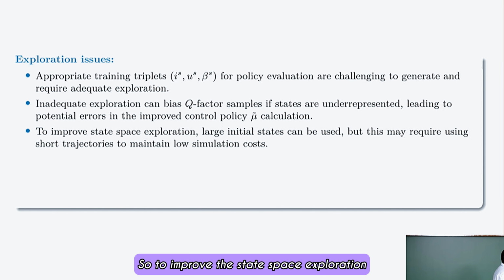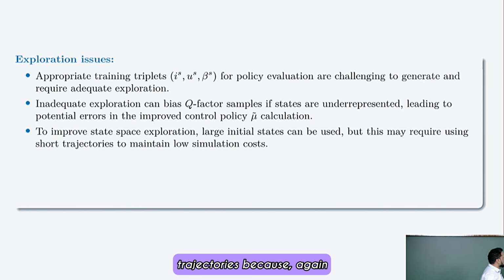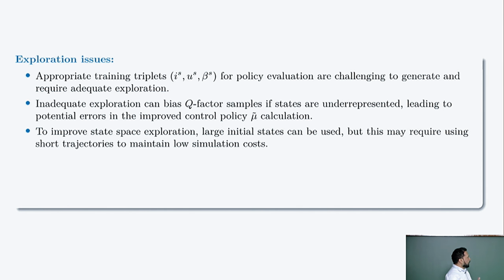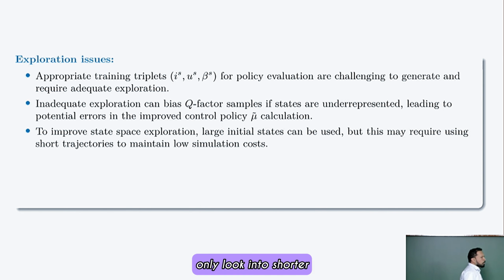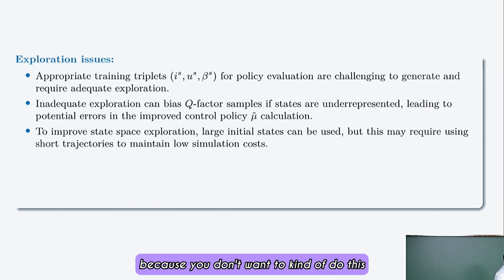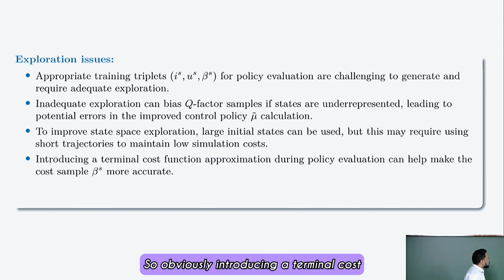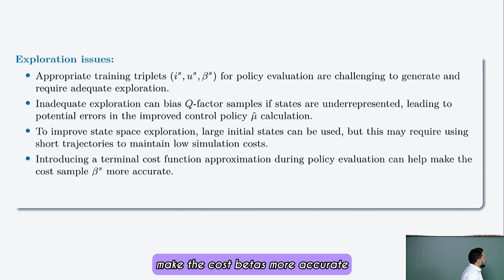So to improve the state space exploration, large initial states can be used, but again this may require using shorter trajectories. If there are a large number of initial states, then you may want to only look into shorter terminal trajectories, because otherwise the simulation cost will be very high. Introducing a terminal cost function approximation can help make the cost beta more accurate.